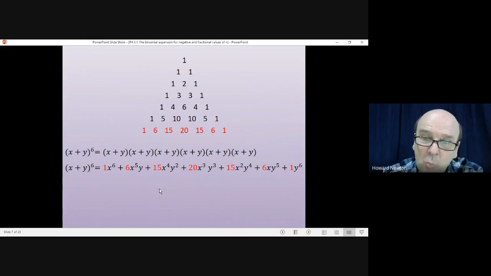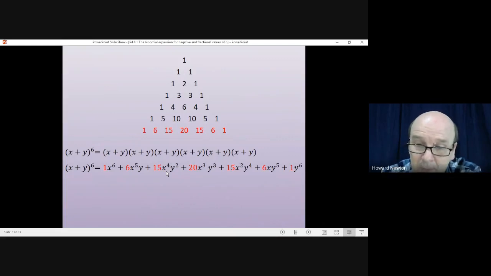Now understand why what we're doing there is n choose r. For example, these 15x to the 4y squareds: what we were asking was, if you had 6 brackets multiplied together, and I had to choose x 4 times, how many ways are there of doing that? Well, there are 15 ways of doing that. So there are 15 ways of choosing x from 4 of the brackets and y from the other 2.